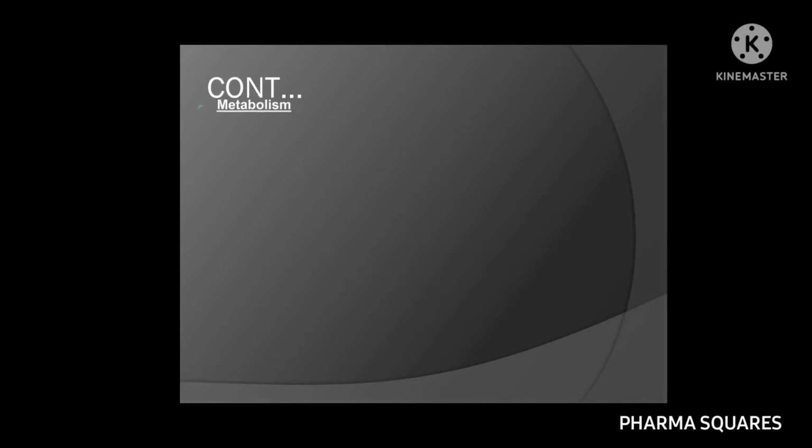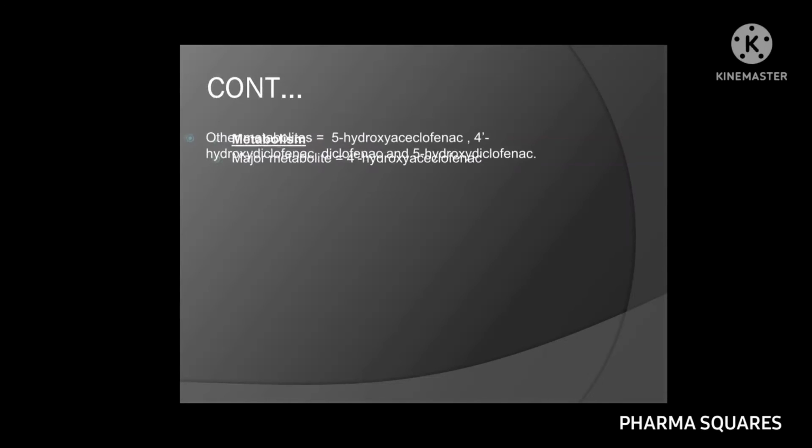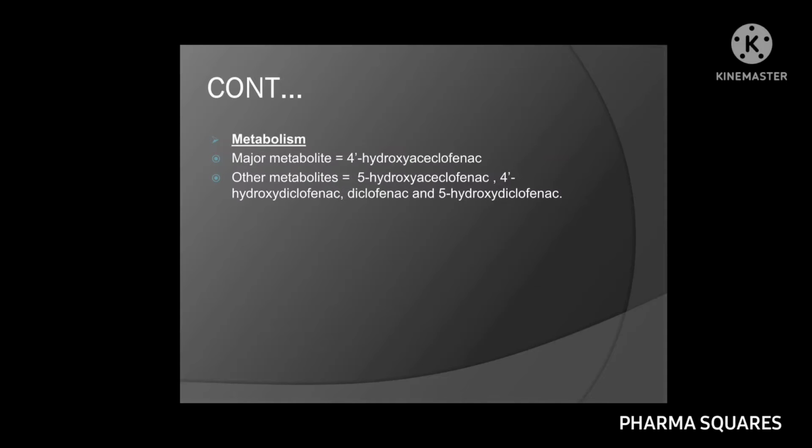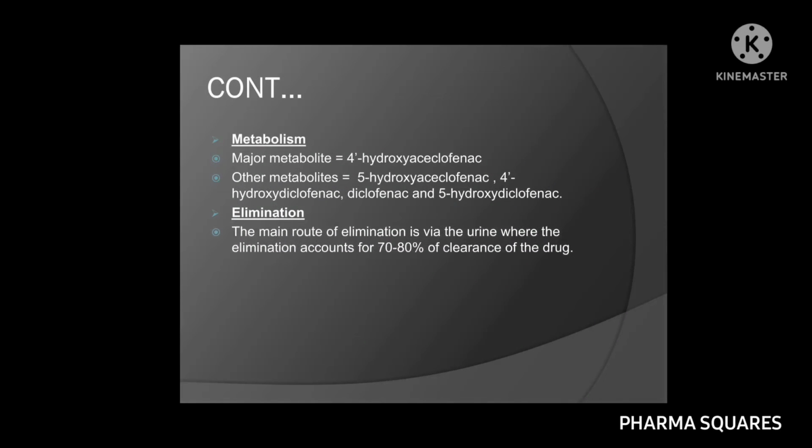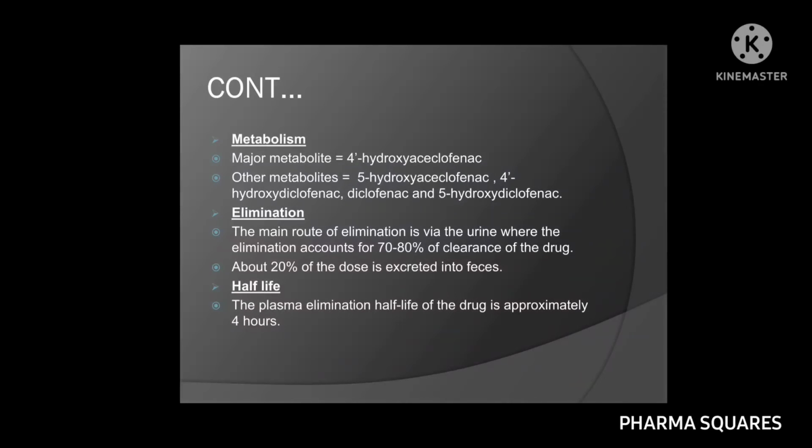Then comes the metabolism. Major metabolites are 4-hydroxyaceclofenac. Other metabolites are 5-hydroxyaceclofenac, 5-hydroxydiclofenac, and 5-hydroxydiclofenac. Then moving on to the elimination. The main route of elimination is via the urine, where elimination accounts for 70 to 80% of clearance of the drug. About 20% of the dose is excreted into the feces. Then there comes the half-life. The plasma elimination half-life of the drug is approximately 4 hours.